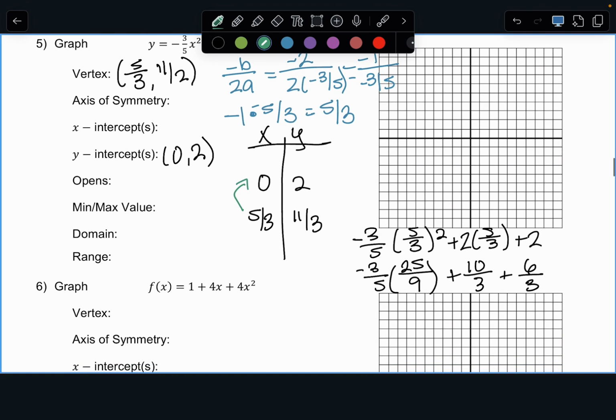What did I change in my x going this way? How did I get from 5/3 to 0? We subtracted 5/3. So if I want to reflect it, I need to add 5/3 over here. So 5/3 plus 5/3, 10/3, okay? And that's going to have the same y coordinate because I just reflected it.